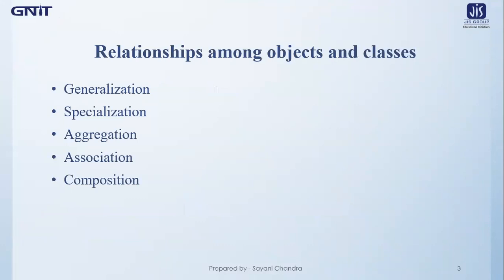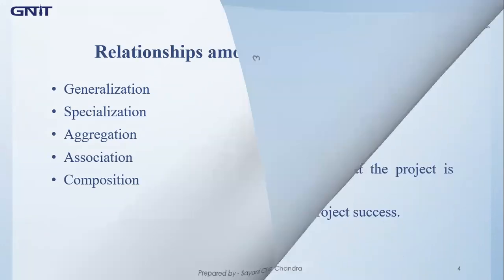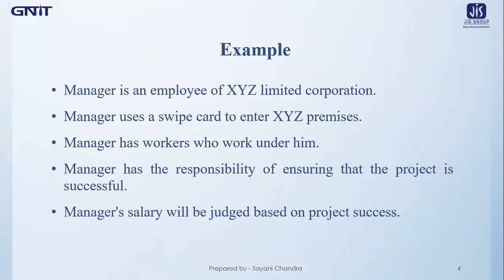So let us go to the first topic of today's lecture, that is relationships among objects and classes. In the slide, you can see the relationships are written. So let's learn each of the relationships one by one with an example. Here an example is written. We can see that there are 5 points in the example. So let's deal with the first point.